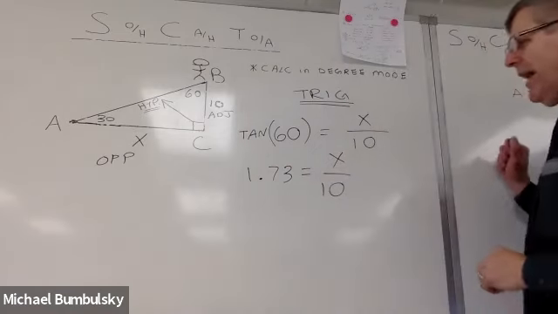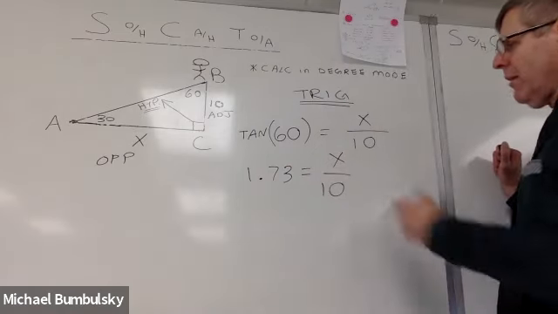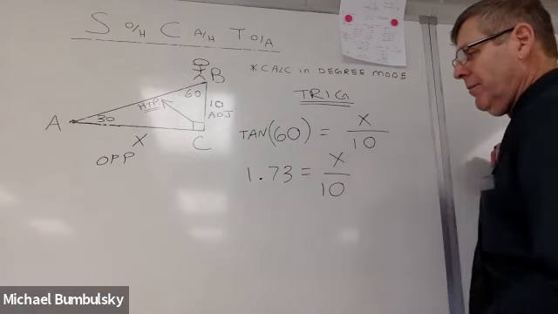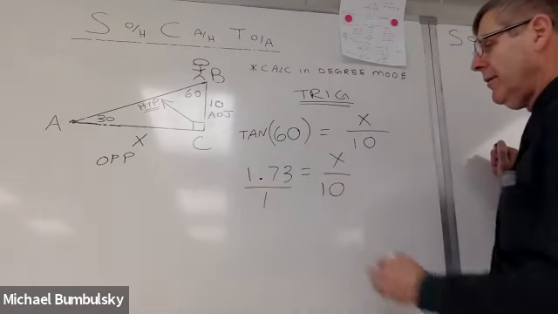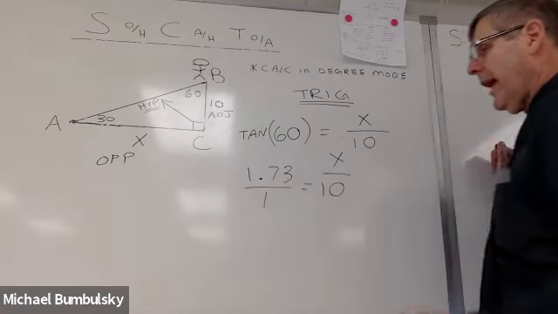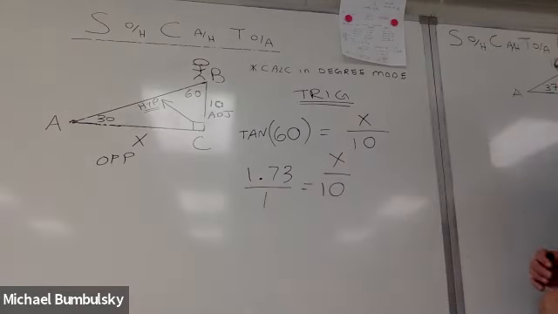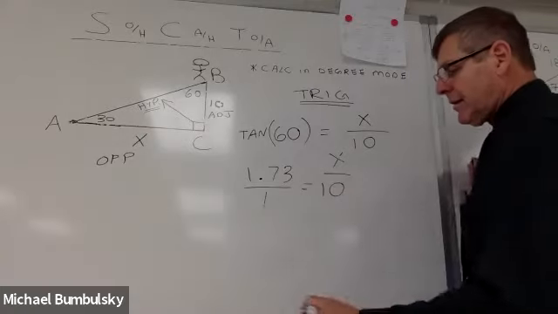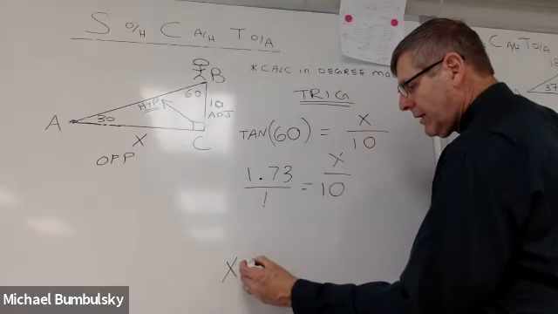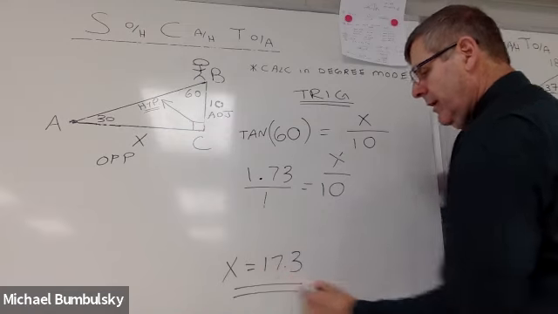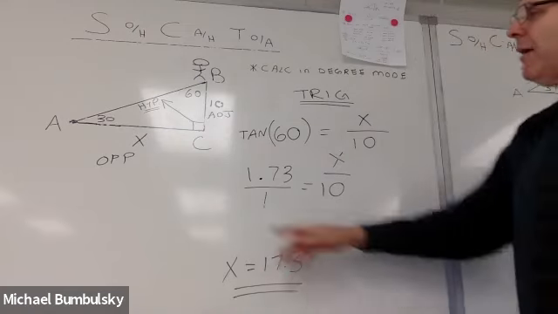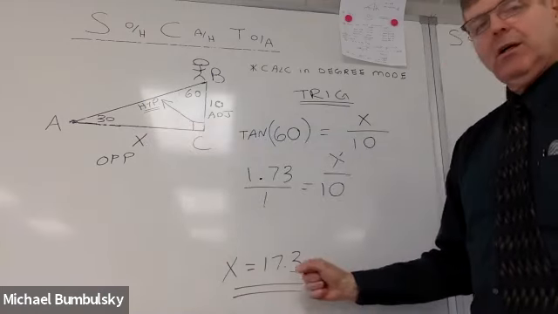How am I going to solve that? Well, this is a ratio. It really is a ratio, isn't it? Can't I just put it over 1? How would I solve this? Cross multiply. What's 1 times X? 1x. Or just, what's 1.73 times 10? 17.3. There's my answer. So I now found X by using trig.